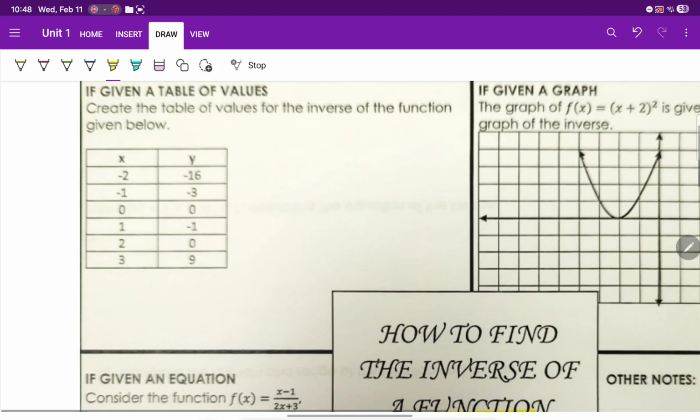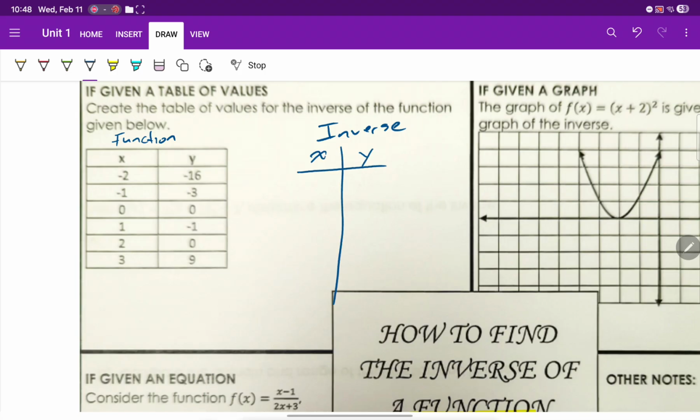We're going to swap our x and y's. It's as simple as that. This is my original function. My inverse function is just going to be those points, but swapped. -16, -2, -3, -1, 0, 0, nothing to change there. -1 and 1, 0 and 2, 9 and 3.